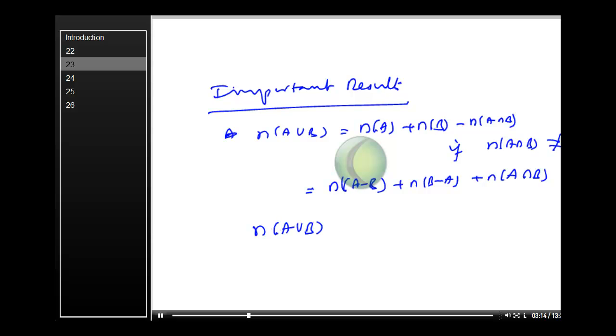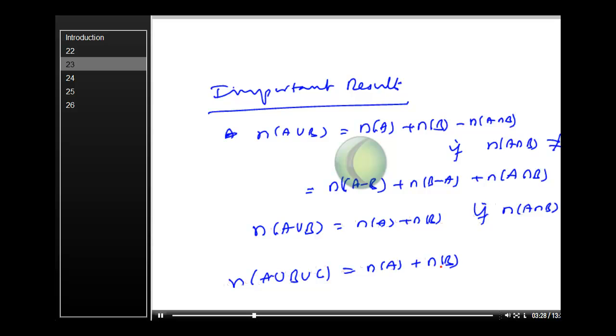Also, N of A union B is N of A plus N of B if the intersection is a null set. If we look into three sets, N of A union B union C is N of A plus N of B plus N of C minus N of A intersection B, N of B intersection C, N of C intersection A, plus N of A intersection B intersection C.